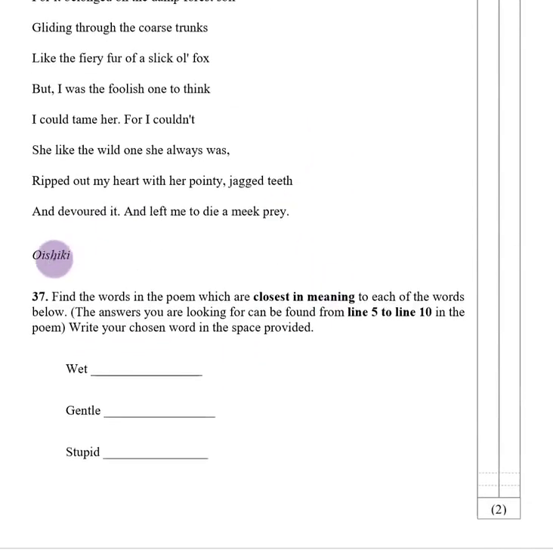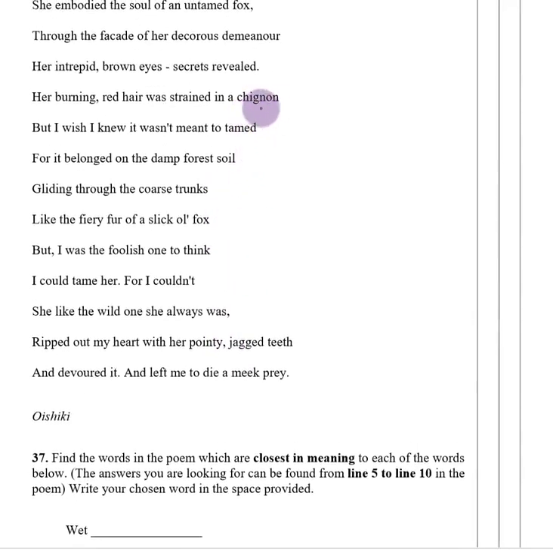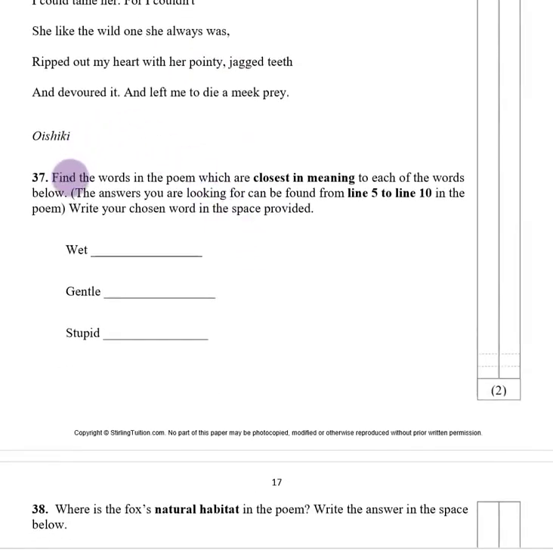So, that was written by Oshiki. And just as a teacher point, a chignon, I actually didn't know what that was. It's actually just a plait in a hair. So it's like the hair has been plaited in a special way. So number 37. Find the words in the poem which are closest in meaning to each of the words below. The answers you're looking for can all be found from line 5 to line 10 in the poem. Write your chosen words in the space provided.